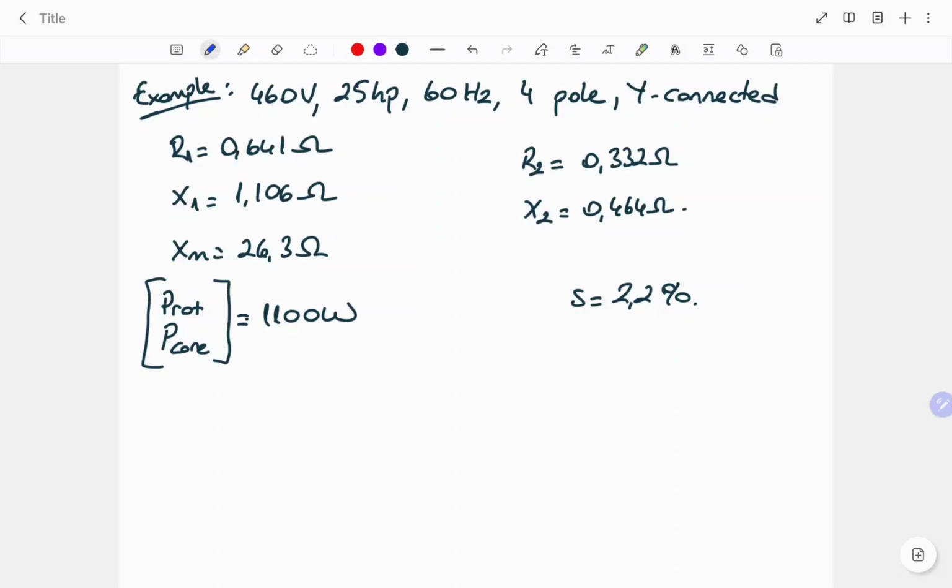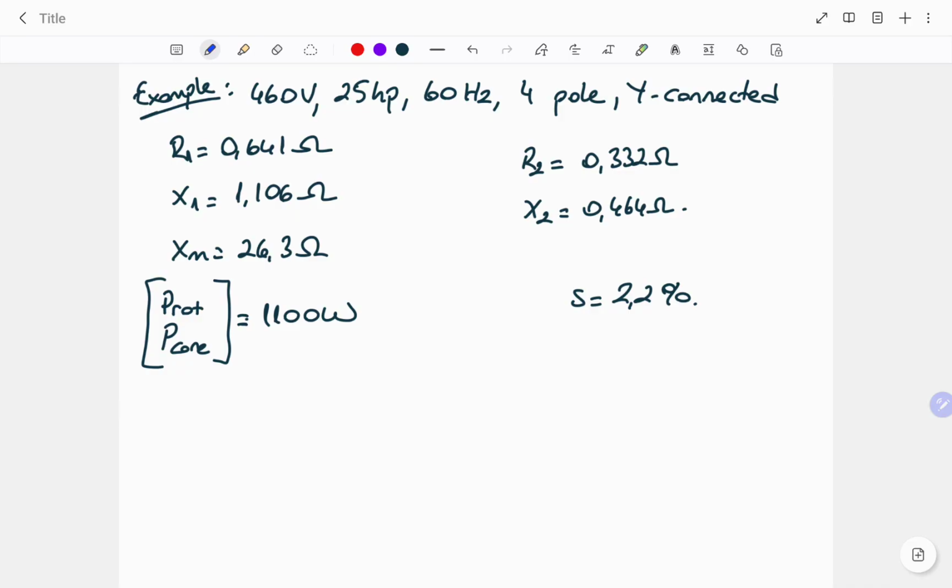Okay, for another example, we have a 460 volt terminal phase-to-phase voltage. The output rated power value is 25 horsepower and the applied voltage frequency is 60. We have a 4-pole machine. The machine input terminals are connected in Y and equivalent circuit parameters are given: R1, X1, R2, X2, and XM, but we don't have RC.